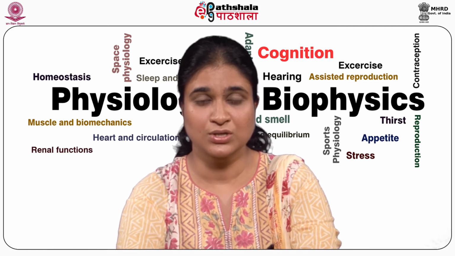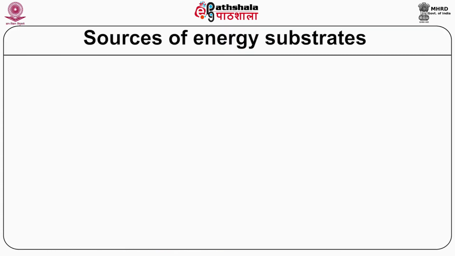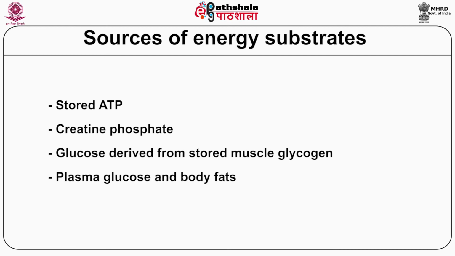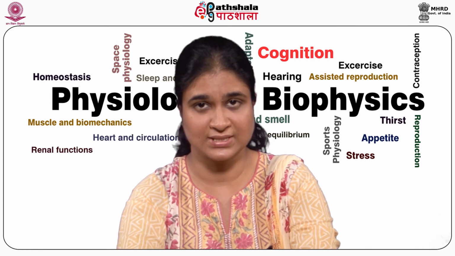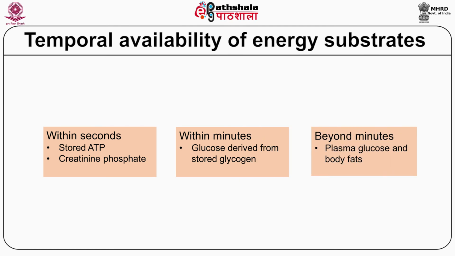This rate of energy requirement is heavily dependent on the power output or the rate of work done by the muscle. Sources of energy substrates for the contracting muscle are the stored ATP, creatine phosphate, which combines with ADP and rephosphorylates it to ATP, and the glucose derived from the stored muscle glycogen, and finally the plasma glucose and the body fats. If we look at the temporal availability of these substrates, stored ATP can meet the energy requirements for almost a second, while creatine phosphate can meet the energy requirements of a maximally contracting muscle for about 3 seconds.